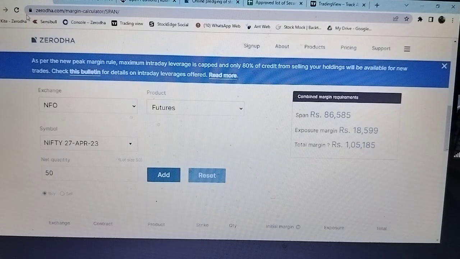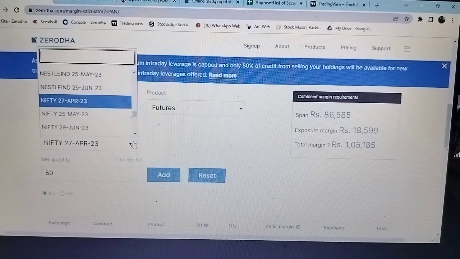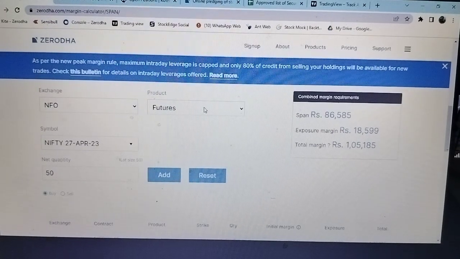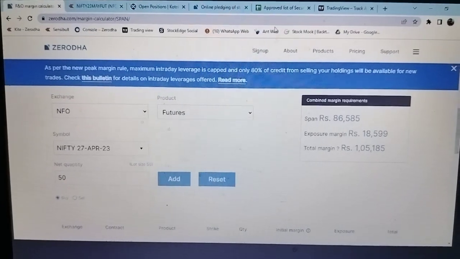Then this is the margin calculator, the zerodha.com margin calculator, and you can select the symbol here, whatever you want, and then futures or options you can select here.